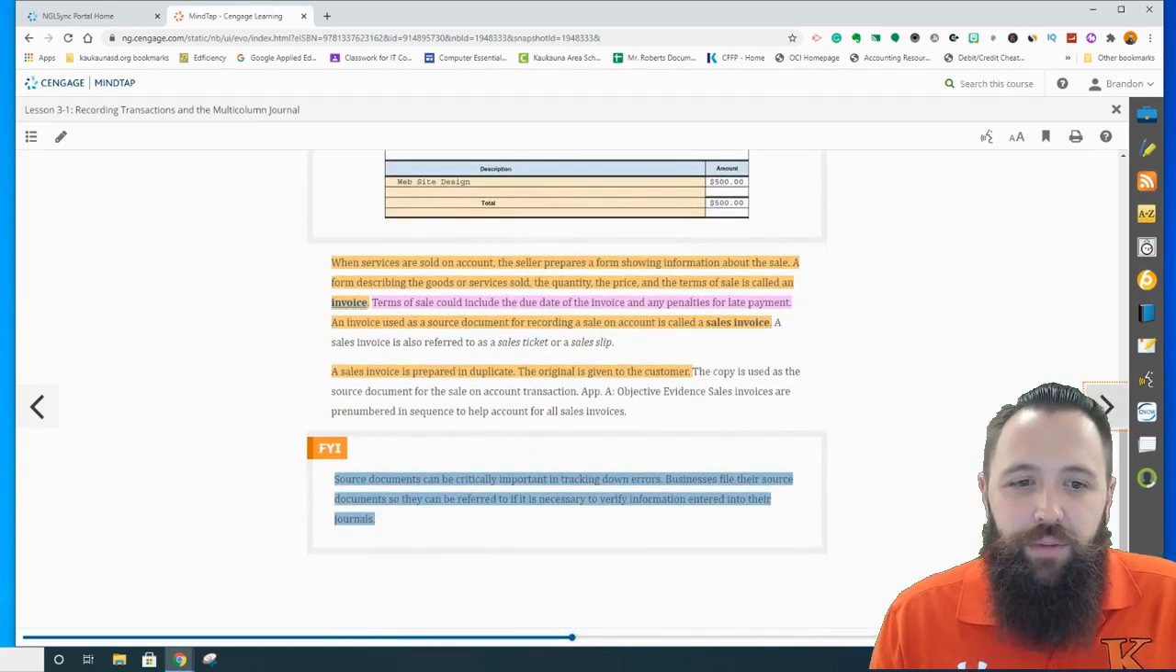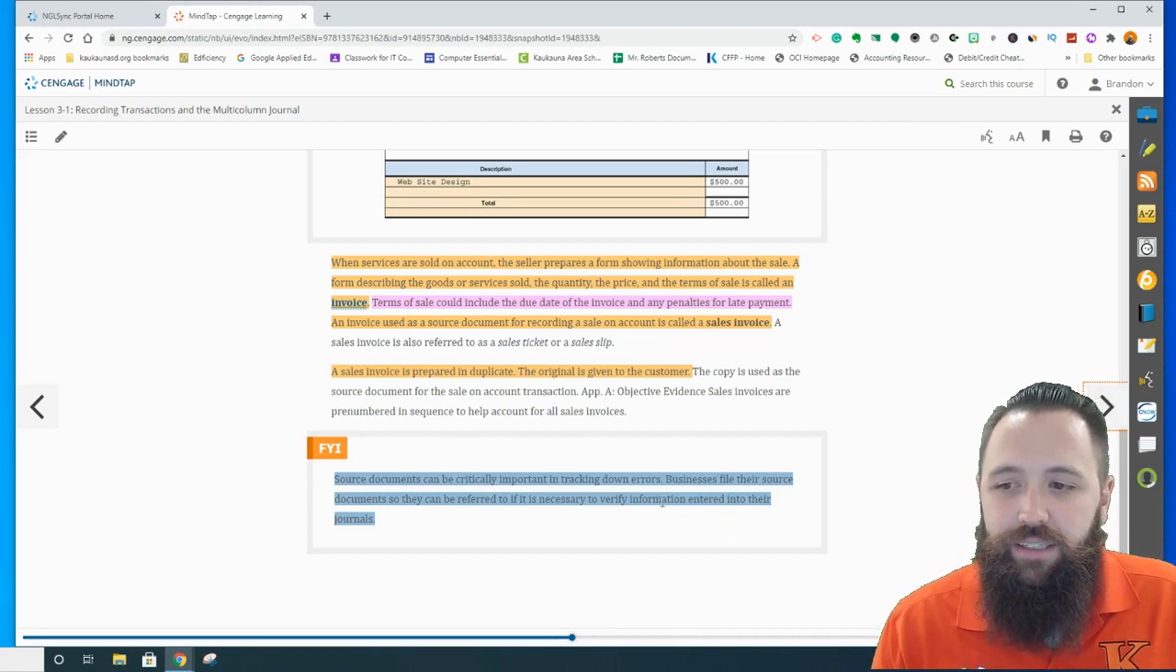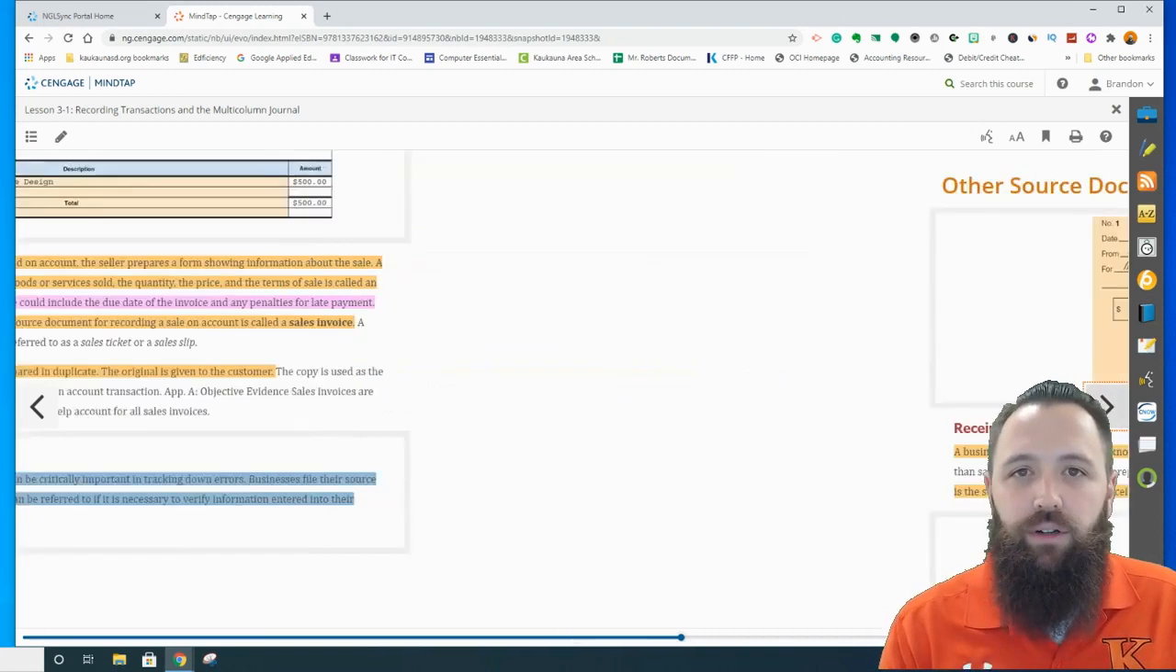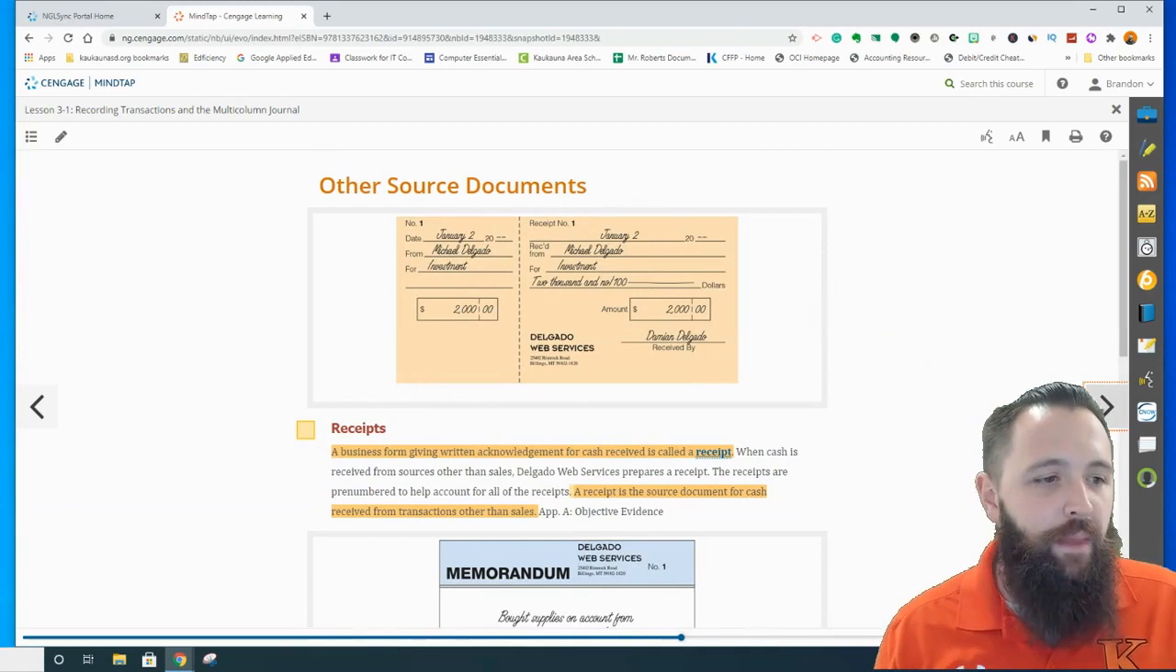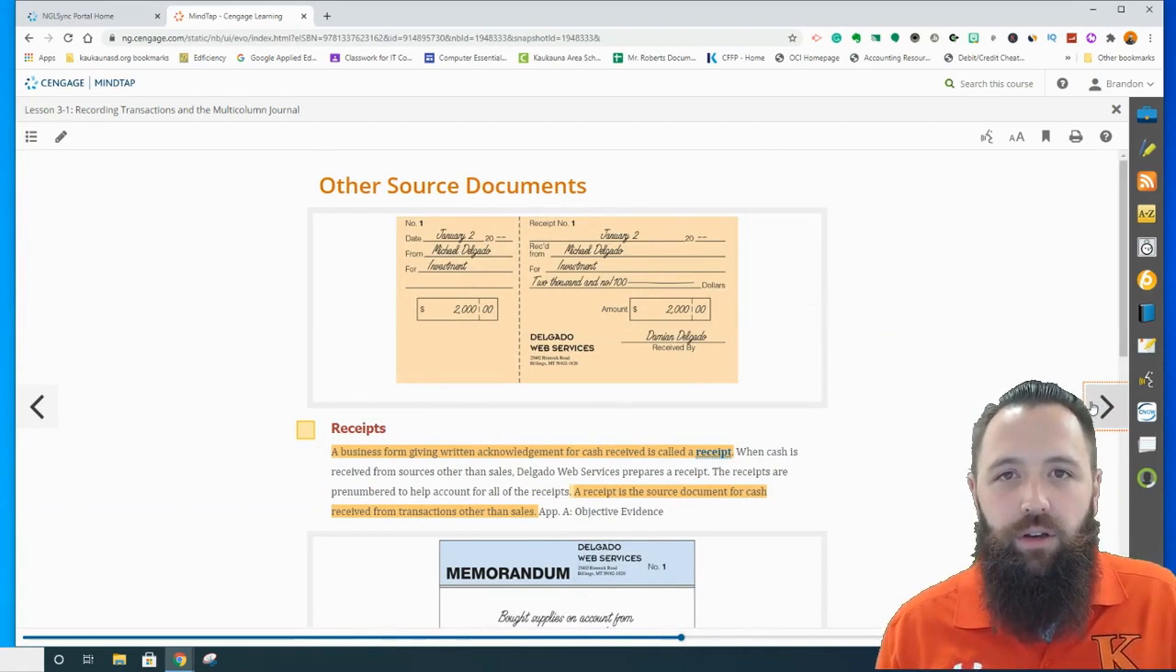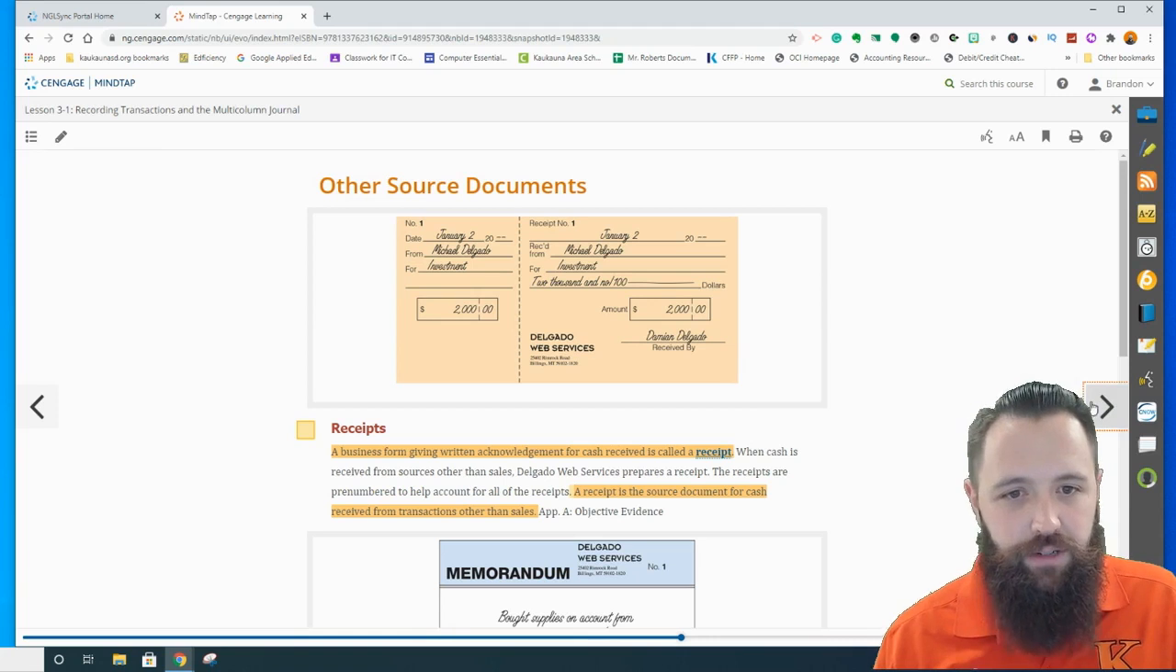Okay, so let's keep going. This little section here is kind of nice. It says source documents are going to be critical when we find an error, right? And that makes sense, because if we find an error, where are we going to go to look? We can go directly to those source documents.